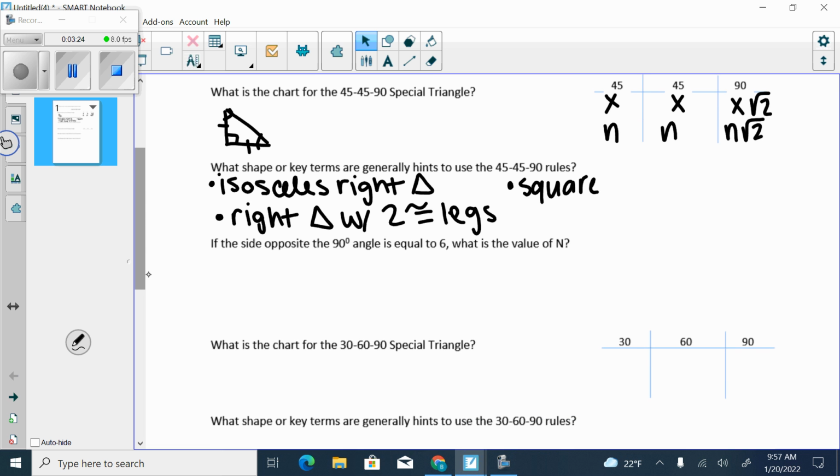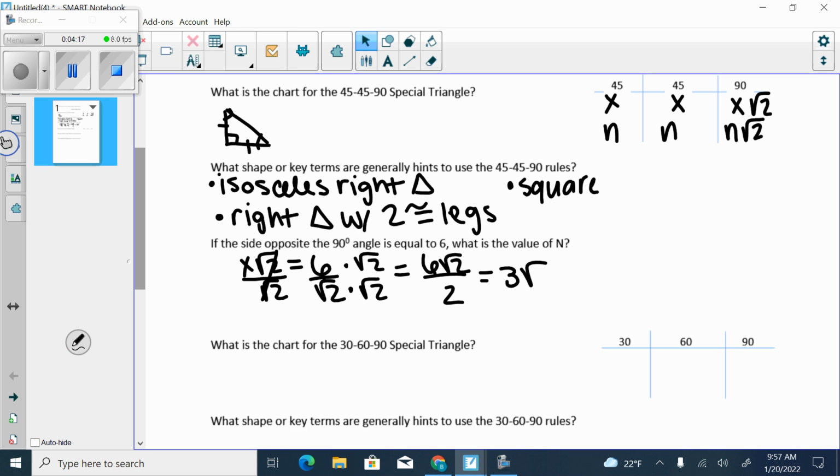Okay? So then they give us one to solve. It says the side opposite the 90-degree angle is equal to 6. Okay, so they didn't draw a picture, but the side opposite of 90, what do we label it? X square root of 2. Good. So x square root of 2 must be equal to 6, and then we can just solve, right? All right, so what are we going to do to get x by itself? Okay. But we can't leave that square root in the bottom, so then what do we need to do? All right, so in the top we've got 6 square root of 2, very good. Perfect. Simplifies to 3 square root of 2. Very good. Okay, so the value of n, or the value of x, whatever letter they choose to use, is 3 square root of 2.